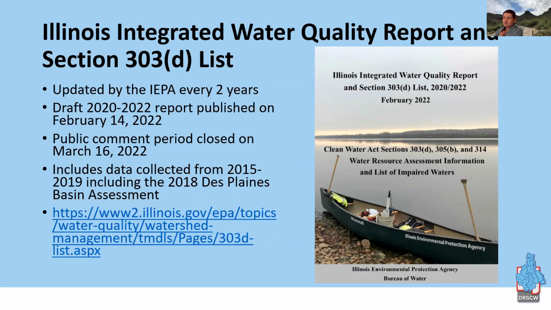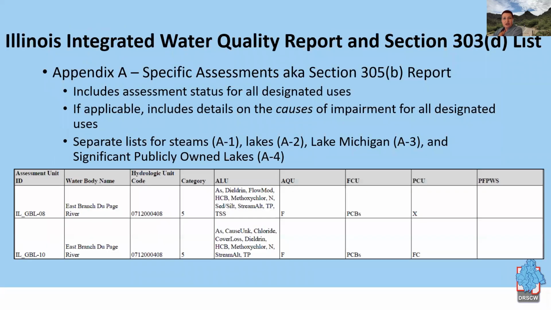So you have the main section of the report, which is sort of that high level: how many waters were assessed, what the use support is, all that stuff for the state. But then the specific stream stuff is sort of all in the appendices. And the first appendix is Appendix A.